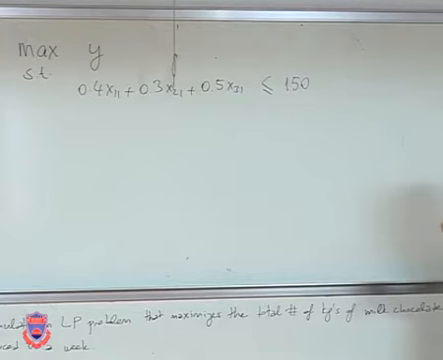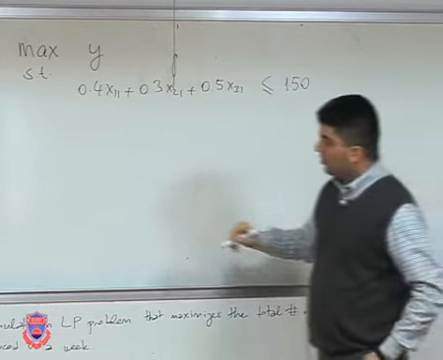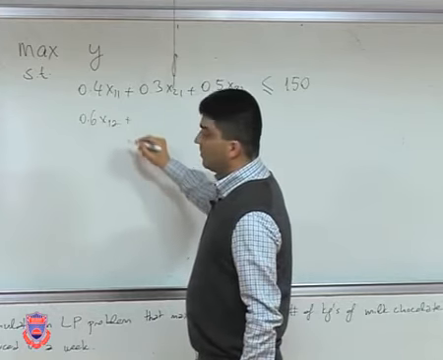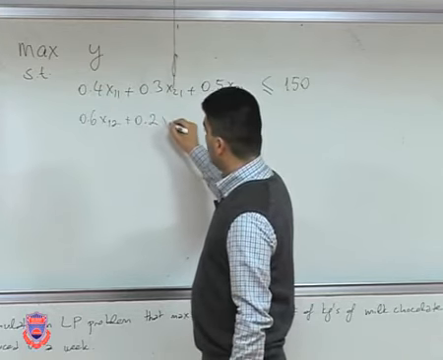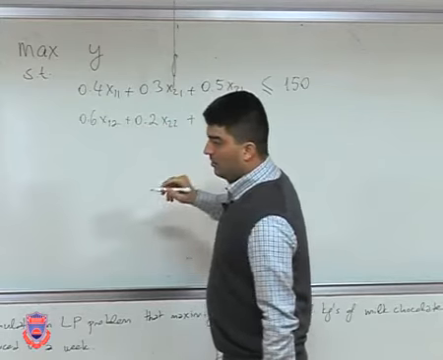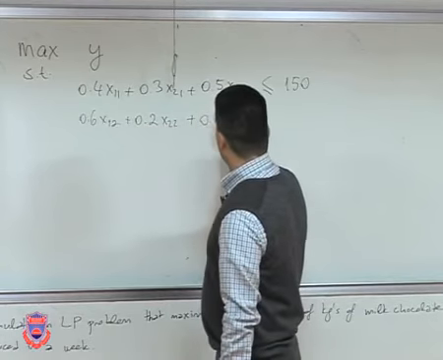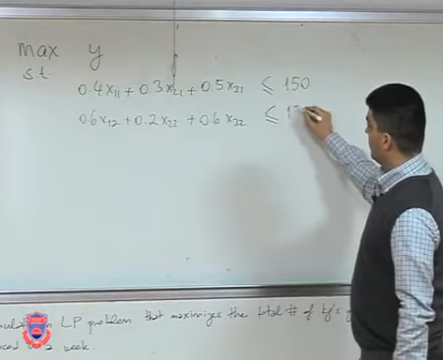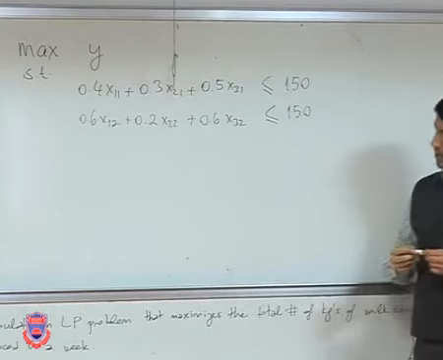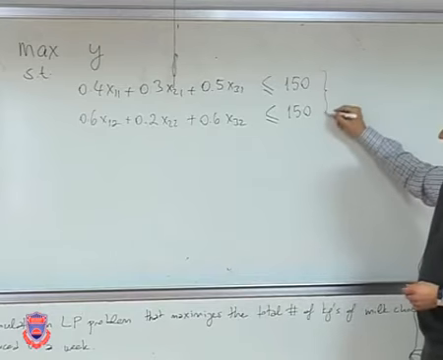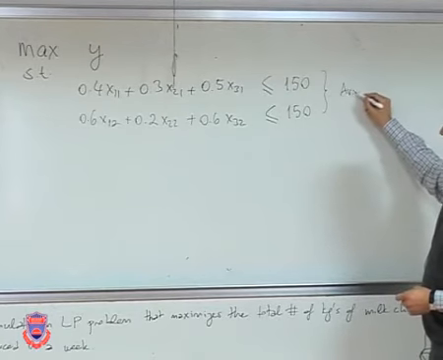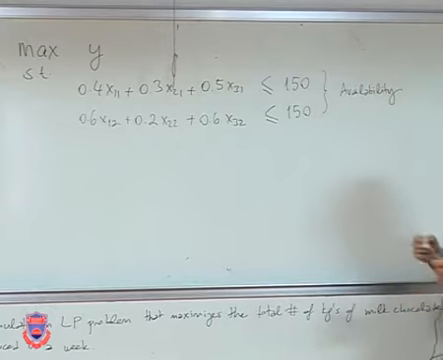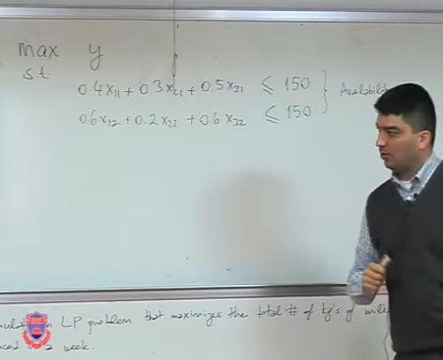I'll just do the same thing for department 2. So 0.6 times x12 this time, 0.2 times x22, plus 0.6 times x32. And this cannot be larger than 150. So the first constraint is for department 1, and the second one is for department 2. So we have two availability requirements.